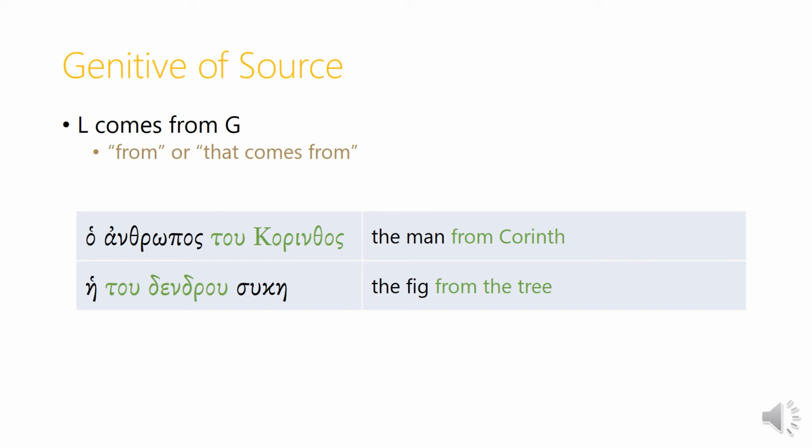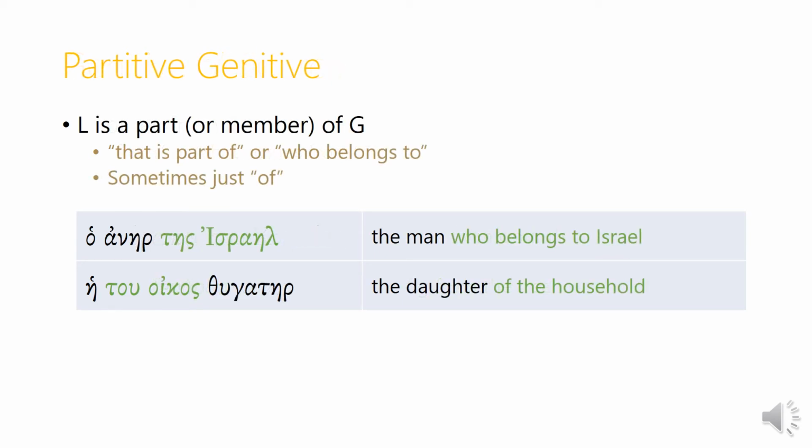What's the relationship between the tree and the fig? Probably the tree fig is the fig that comes from the tree, or the fig from the tree. The partitive genitive, this is where the lead nominal is a part or member of the whole or the group represented by the genitive nominal.